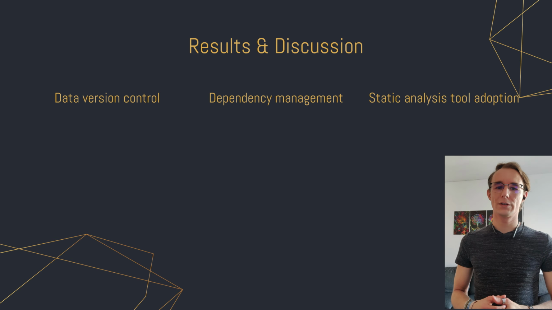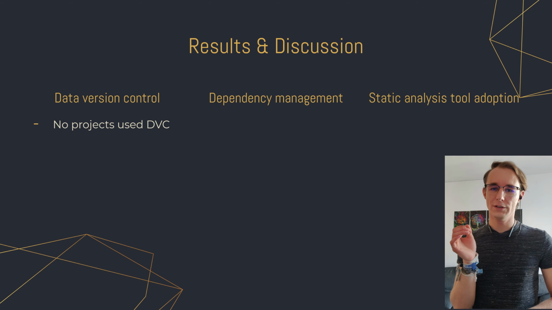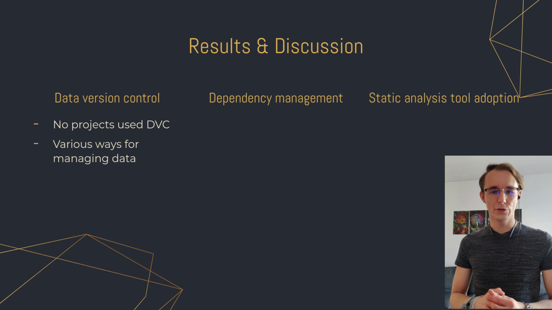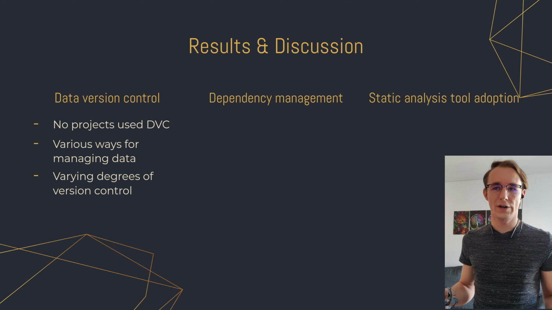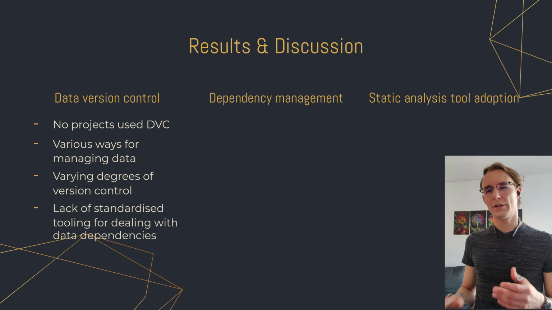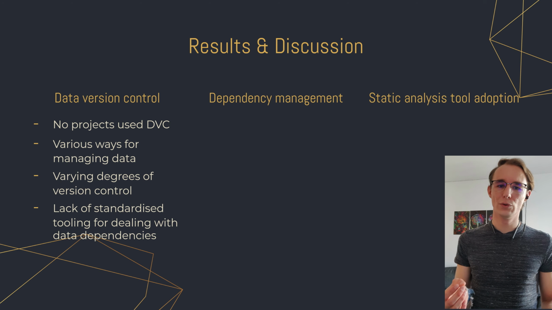Firstly, on data version control, we found that no projects were using DVC. And I must note there that DVC refers to the specific tool DVC that implements a way for doing data version control. Still, there are of course various ways for managing data, and we noticed various ways in these projects in which people were managing their data, each with varying degrees of version control. But all in all, it seems that while we have Git for doing all of the version control relating to code, we don't have a similar tool for dealing with data dependencies.